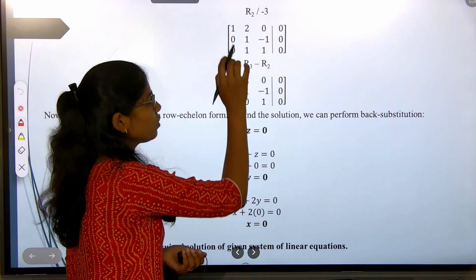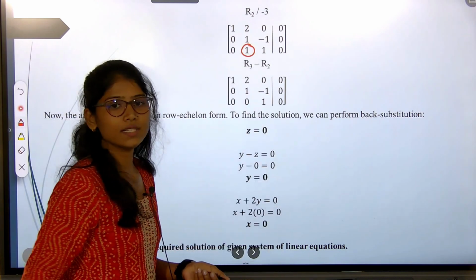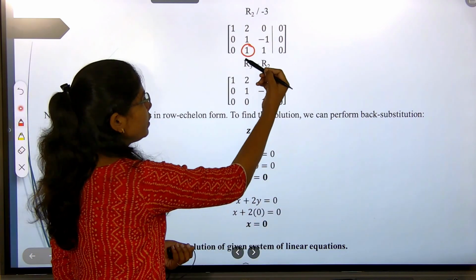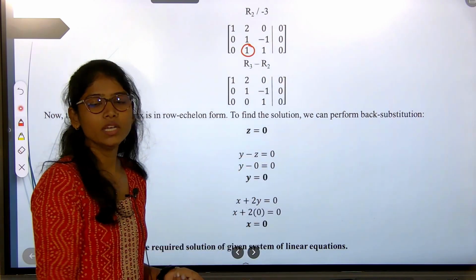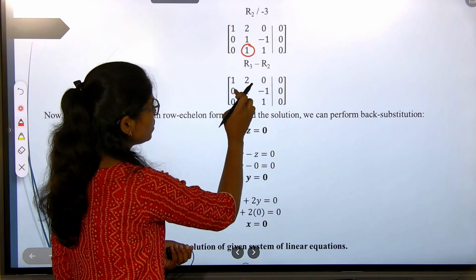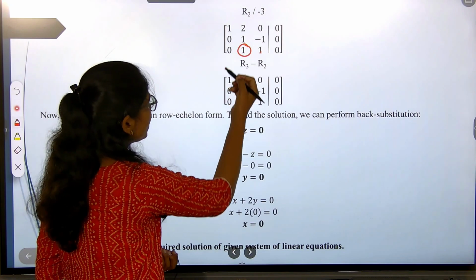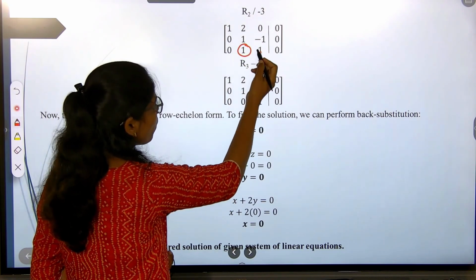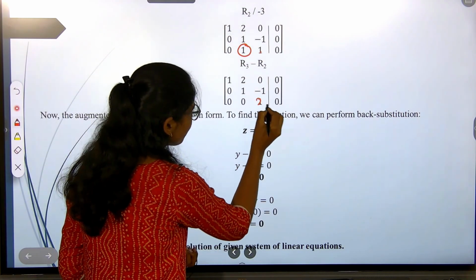Now for row echelon form, we have to make this 1 as 0. So for that we do row operation R3 minus R2. We are doing changes in R3. So write down R1 and R2 as it is: 1, 2, 0, 0 and 0, 1, minus 1, 0. So R3 minus R2. So 0 minus 0 is 0, 1 minus 1 is 0, 1 minus minus 1, so 1 plus 1 is 2. Sorry, 2.